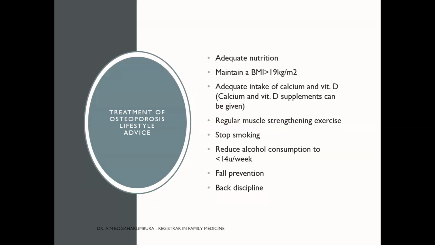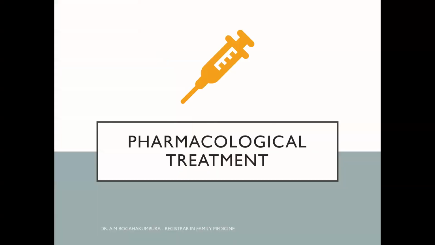These are the lifestyle advice for treatment of osteoporosis. They are adequate nutrition, high protein, vitamin D and calcium containing diet, maintain a BMI of more than 19, adequate intake of calcium and vitamin D, regular muscle strengthening exercises, stop smoking, reduce alcohol consumption, fall prevention and fall risk assessment, and back discipline.